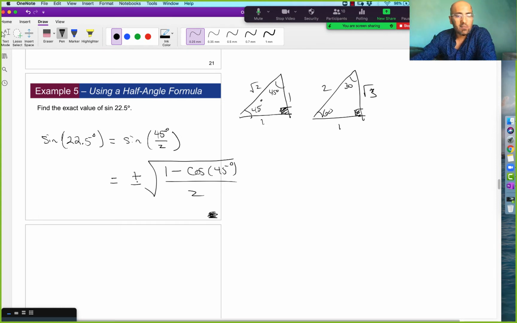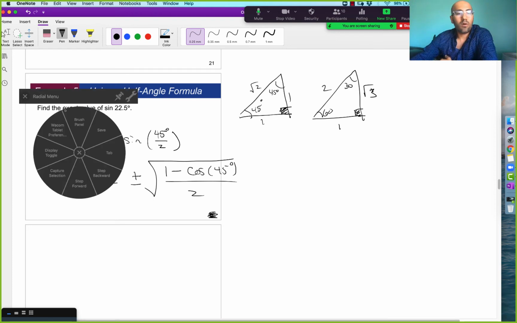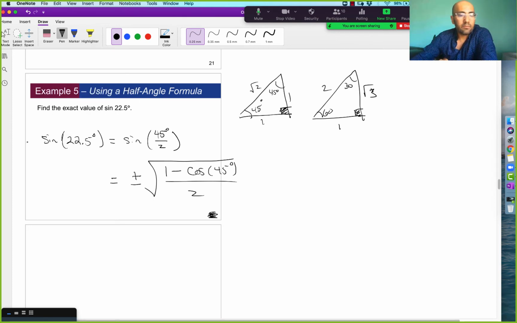Now we get this plus or minus, but we have to think about what we expect the answer to be. 22.5 degrees is in quadrant 1, so I expect this to be positive. This angle is in Q1. Good, so that's how I know that this one is the correct answer, and I can ignore the minus. Okay, cosine of 45 degrees, we know what that is.